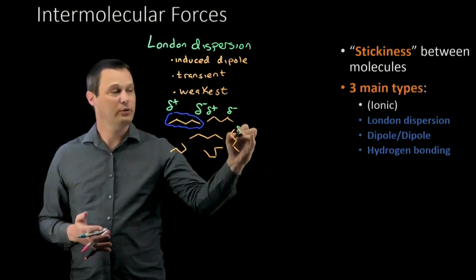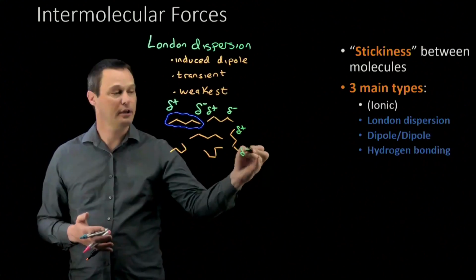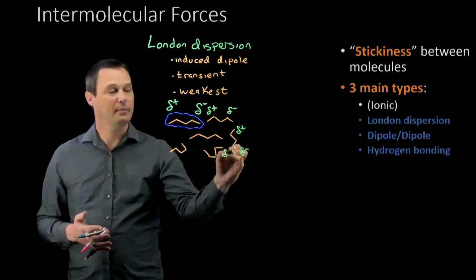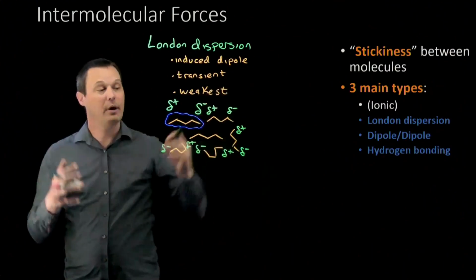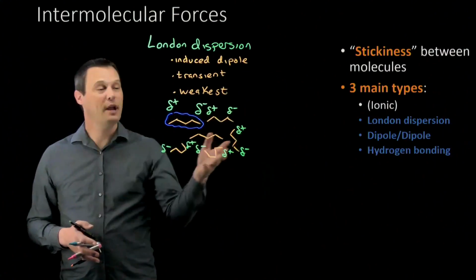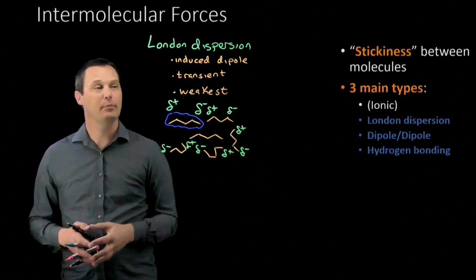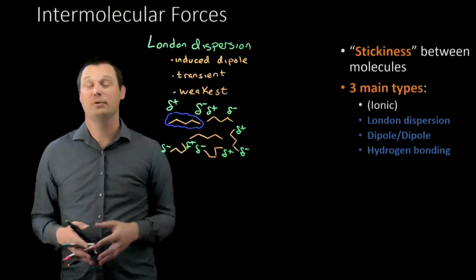The partial negative will induce a partial positive in the neighboring, pushing all the electrons down to the bottom, which will induce a partial positive over here, partial negative over here, partial positive over here, partial negative over here. And throughout the whole structure and throughout the whole network of molecules, we get these induced dipoles. The problem is these induced dipoles are very transient.